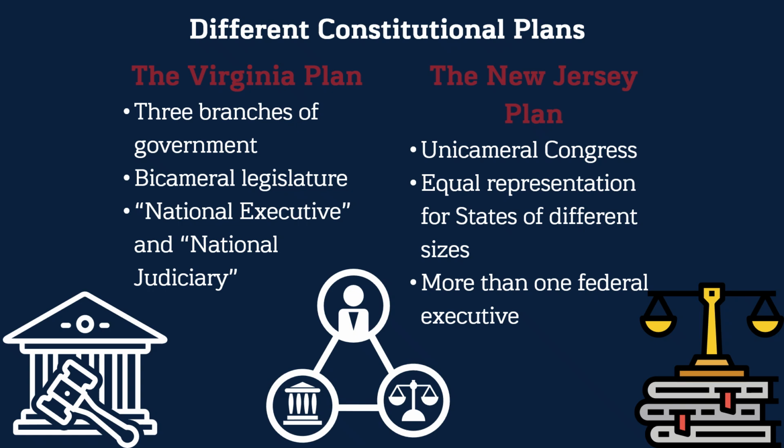The Virginia plan, which outlined 3 branches of government, a bicameral legislature, so there were 2 houses within the legislative branch. There was a national executive and a national judiciary. Now comparing that to the New Jersey plan, where there was a unicameral Congress, equal representation for states of different sizes and population, and there was more than one federal executive in the government.